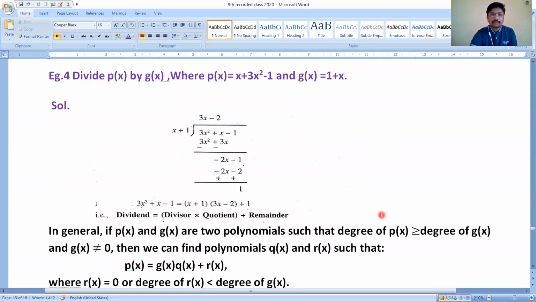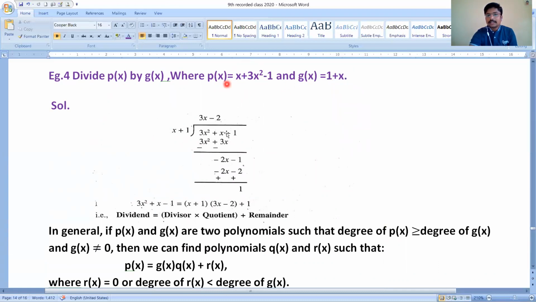Okay. Now, the fourth example: divide p of x, which is a polynomial, by g of x. It may also be a polynomial, monomial, or binomial, whatever it may be. First we'll see what they have mentioned. See here, p of x is equal to x plus 3x square minus 1, and g of x is equal to 1 plus x. It is not in standard form.